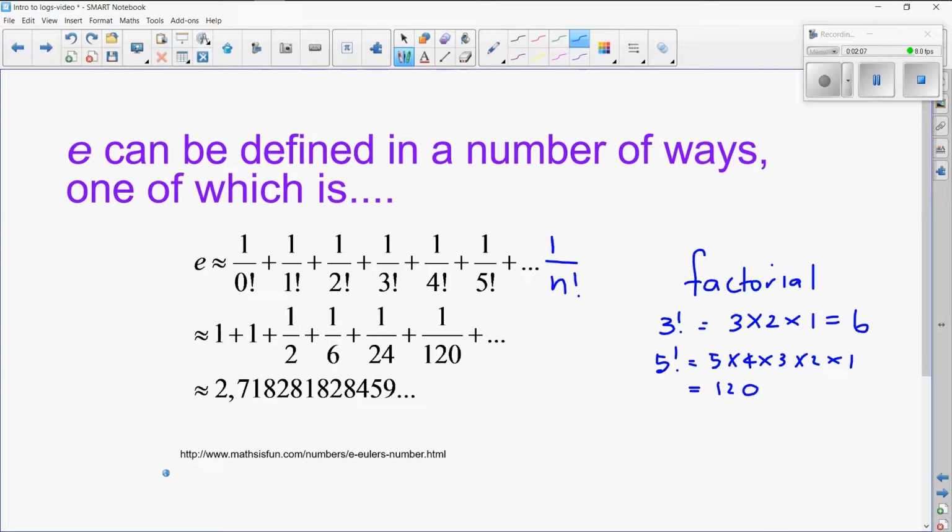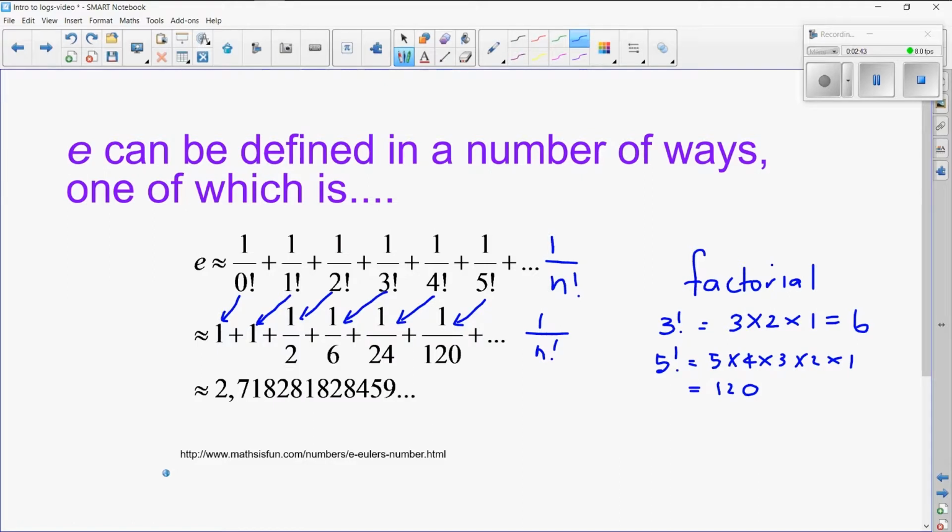So 1 over 0 factorial has a value of 1. 1 over 1 factorial has a value of 1. 1 over 2 factorial, 2 factorial is 2 times 1, so it's 1 over 2 or a half. We know that 3 factorial is 6, so 1 over 3 factorial gives you 1 over 6. And 1 over 4 factorial will be 1 over 24, and we know that 5 factorial has a value of 120, so 1 over 5 factorial is 1 over 120, plus plus plus, right up to 1 over n factorial.